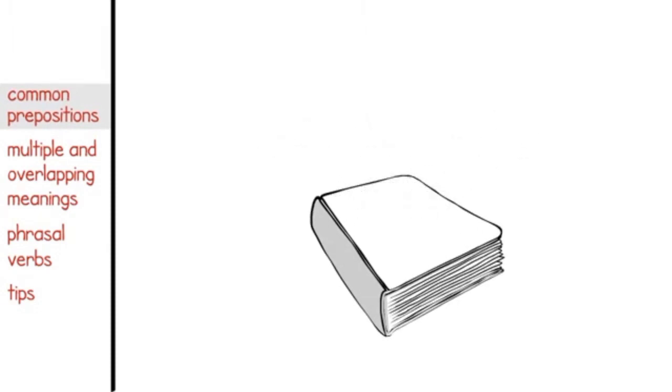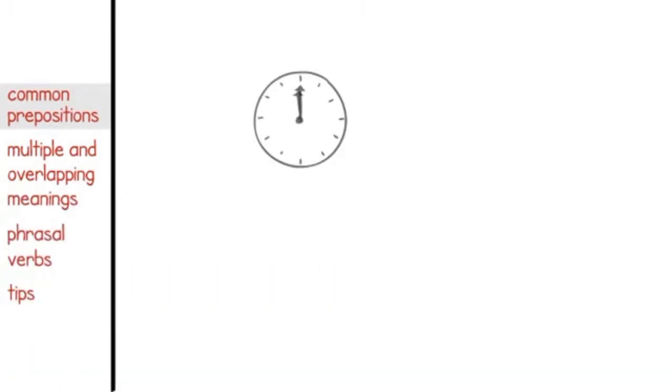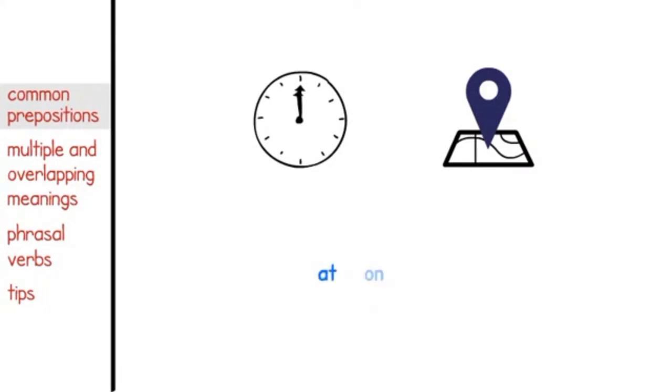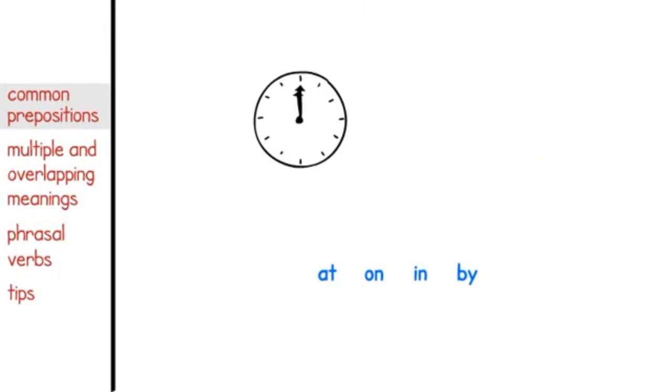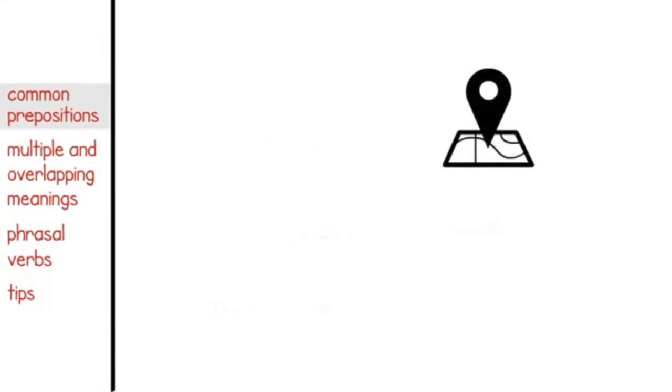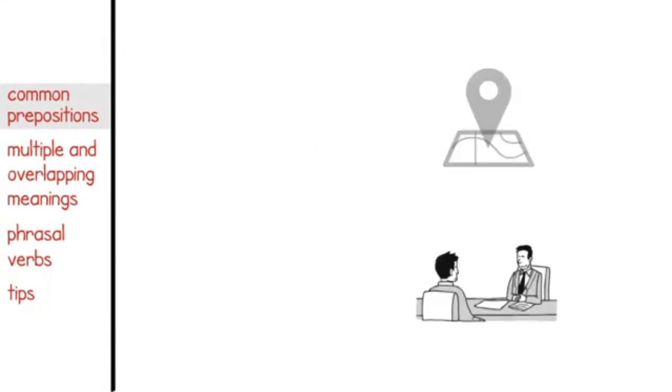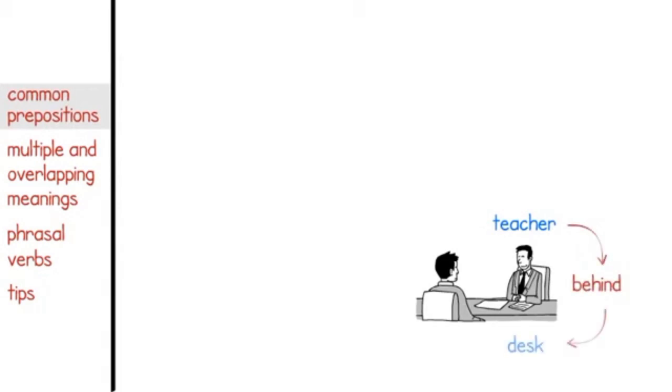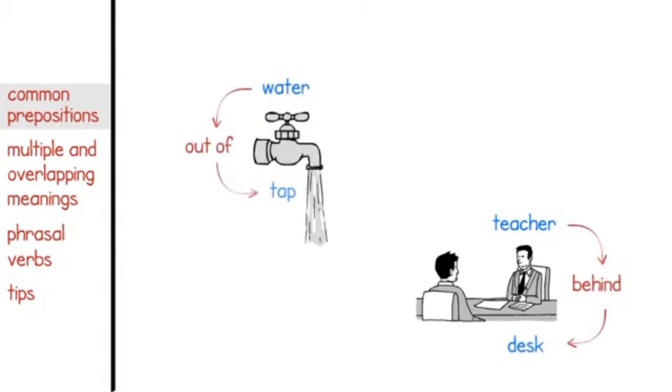The easiest and most common prepositions refer to time or place. You probably know these already. At, on, in, and by are very common when referring to time. For example, the assignment is due at 5 p.m. on Wednesday. The assignment is due by the tutorial in week 6. Prepositions can also refer to something's location or movement. For example, the teacher sat behind the desk. The water flowed out of the tap.